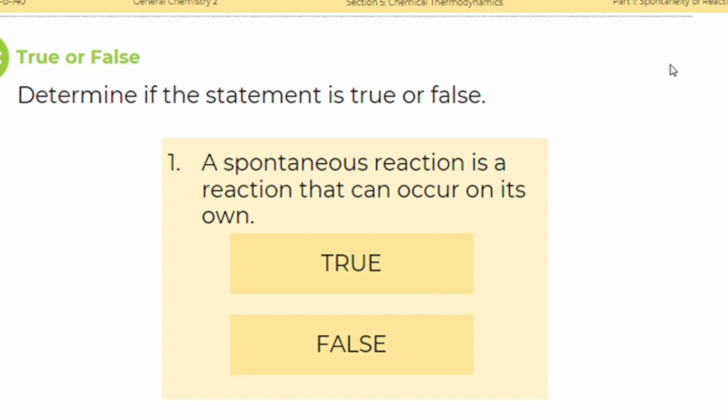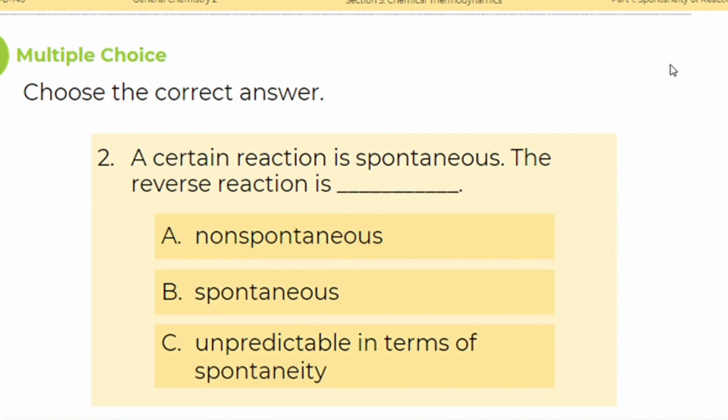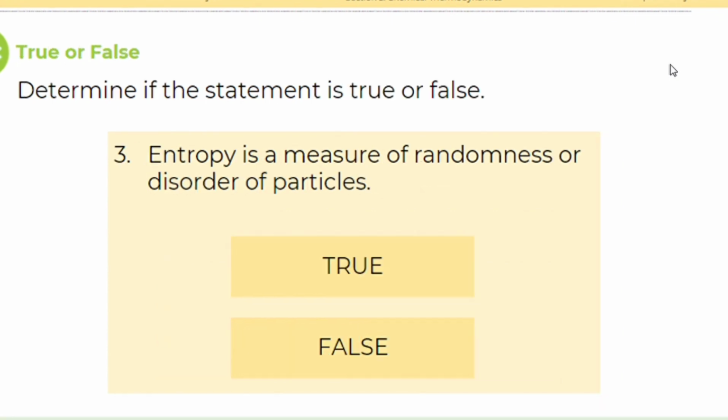Determine if the statement is true or false. Number 1. A spontaneous reaction is a reaction that can occur on its own. Number 2. A certain reaction is spontaneous. The reverse reaction is blank. Choose the correct answer. Determine if the statement is true or false. Number 3. Entropy is a measure of randomness or disorder of particles.